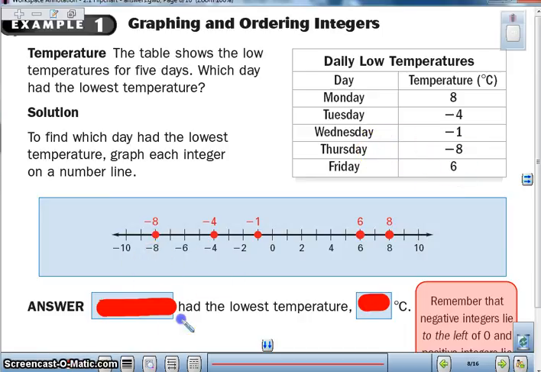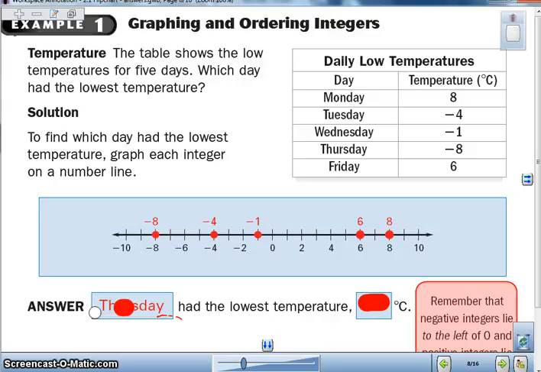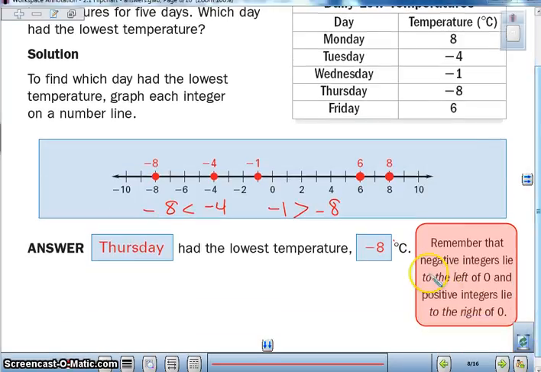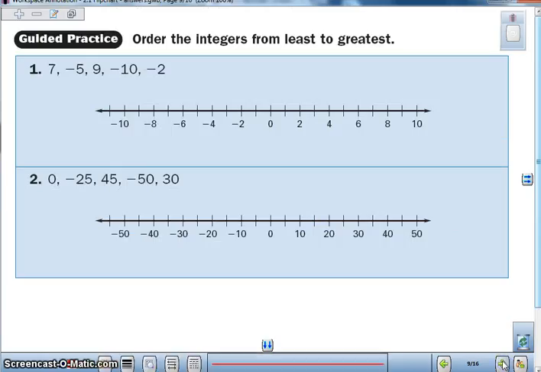So our answer would be, if we were filling that in, our answer would be on Thursday, and the reason because it's -8. If we are comparing the numbers, what we can say is that -8 is less than -4. But we can say that -1 is greater than -8. So the less than and greater than come in your homework as we are working with those. It says, remember, negative integers lie to the left and positive to the right.